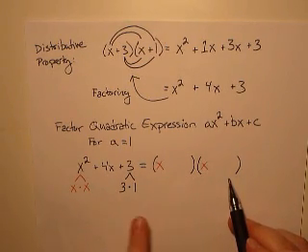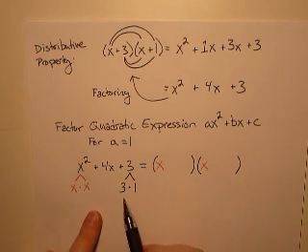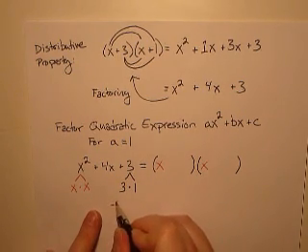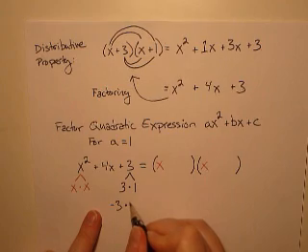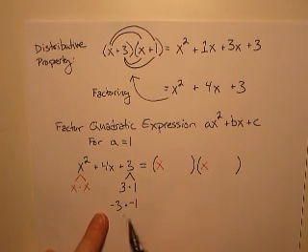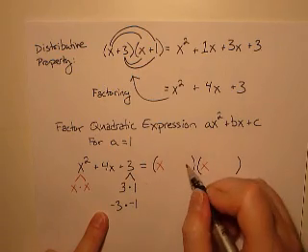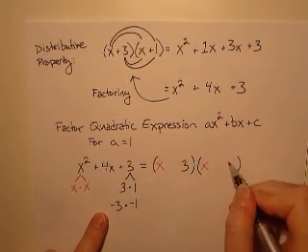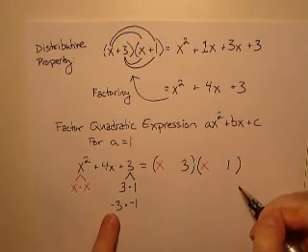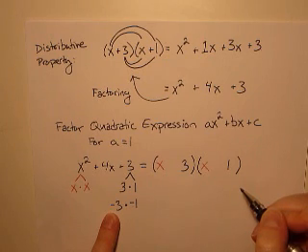Now we should realize that 3 can be factored into 3 times 1 or negative 3 times negative 1 because a negative times a negative is also a positive. So we know that there's going to be the integer 3 and the integer 1, but we're not yet sure if it's positive 3 or positive 1, or if it's going to be negative 3 with negative 1.